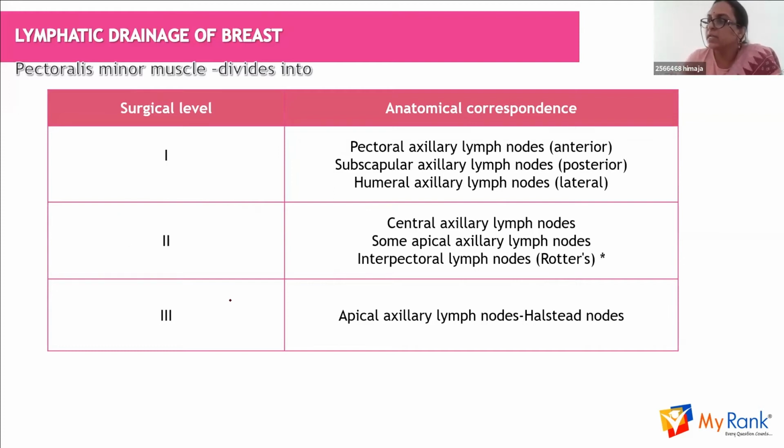Above that is level 3, that is Halsted. Another name is Halsted, that is apical. So above the pectoralis minor are the apical axillary lymph nodes. This is level 3. Okay.